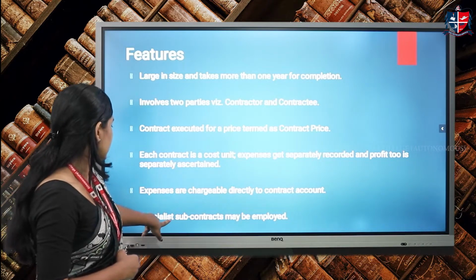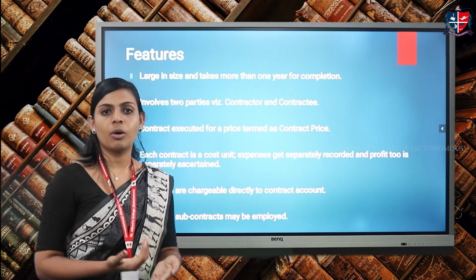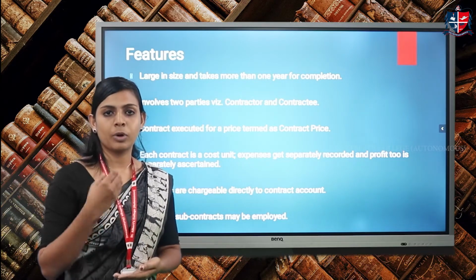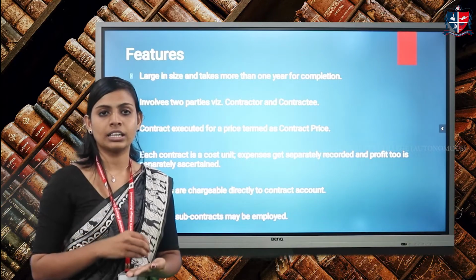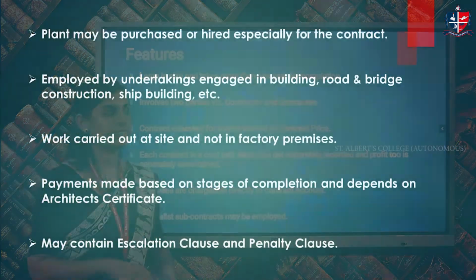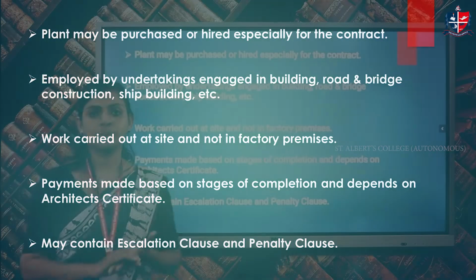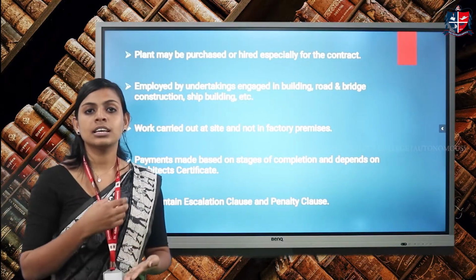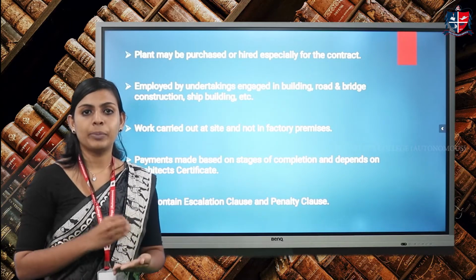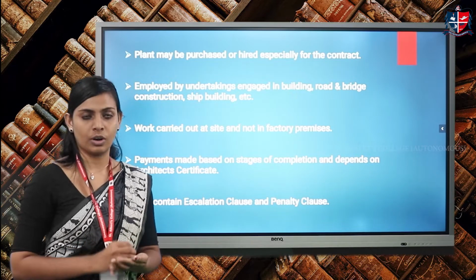The next feature is that specialist subcontracts may be employed. In case of large and complex contracts, there will be subcontracts. That is, the contractor may engage subcontractors to do unique tasks. The next feature is that plant may be purchased or hired especially for the contract. For the execution of a certain project, the contractor may purchase a plant especially for executing this contract.